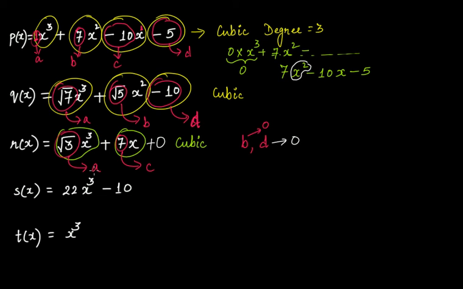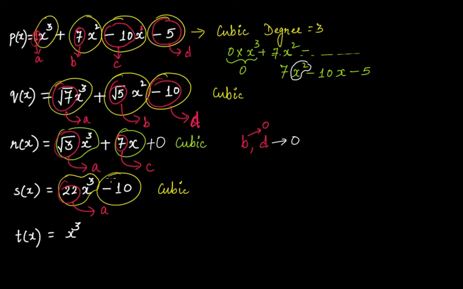A cannot be equal to 0. B can be 0. C can be 0. D can be 0. What about this one? Again, here you have two terms: 22x cubed and minus 10. It's a cubic polynomial because it is x cubed. The degree is 3. Here your a is 22.